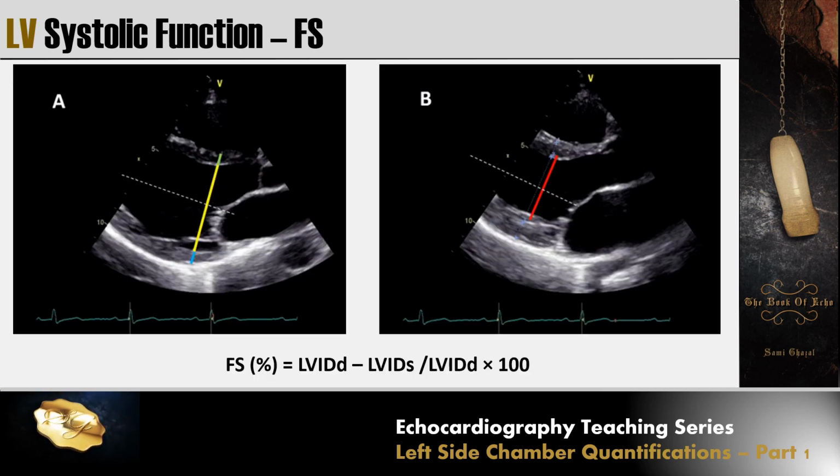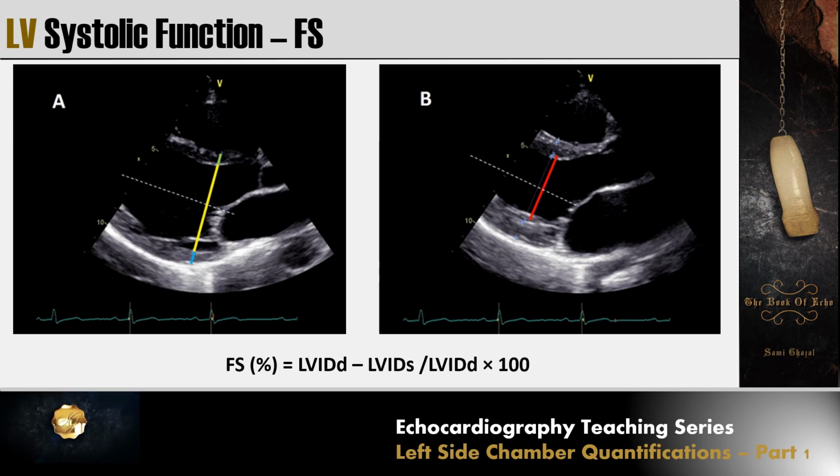Another way of measuring LV systolic function is the fractional shortening. The reason I am telling you about fractional shortening is that you have to know it because it is mentioned, but it is history. We should not use it, and it is no longer recommended as a surrogate for LV systolic function because it has a lot of disadvantages. First, let's know how we calculate it.